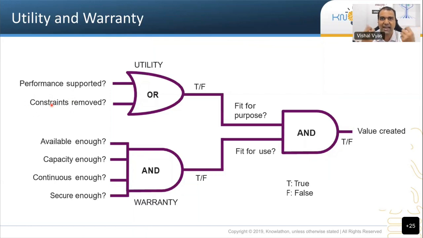But if we two are working on two different islands, and we already have fixed line landline phones, and someone gives us email service, will we have better benefits out of it? Now we can send photos, videos, text, right? So either the constraint of distance has to be removed, or the performance has to be supported. It should deliver better performance.